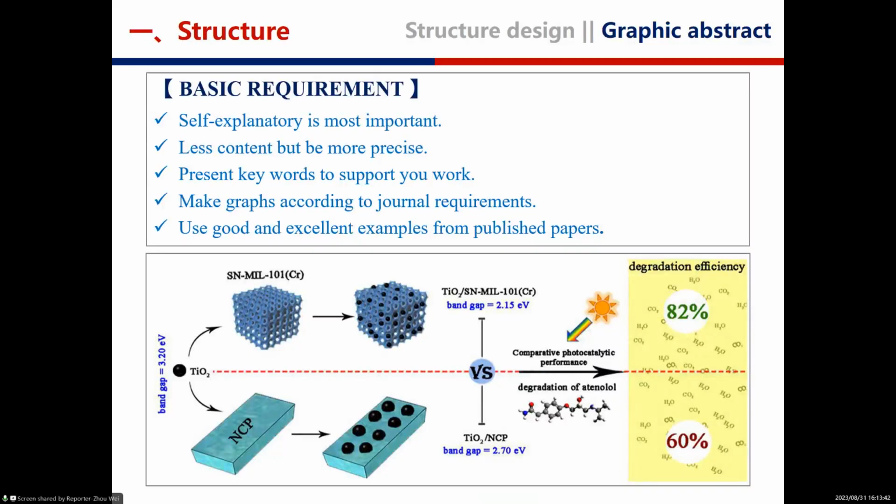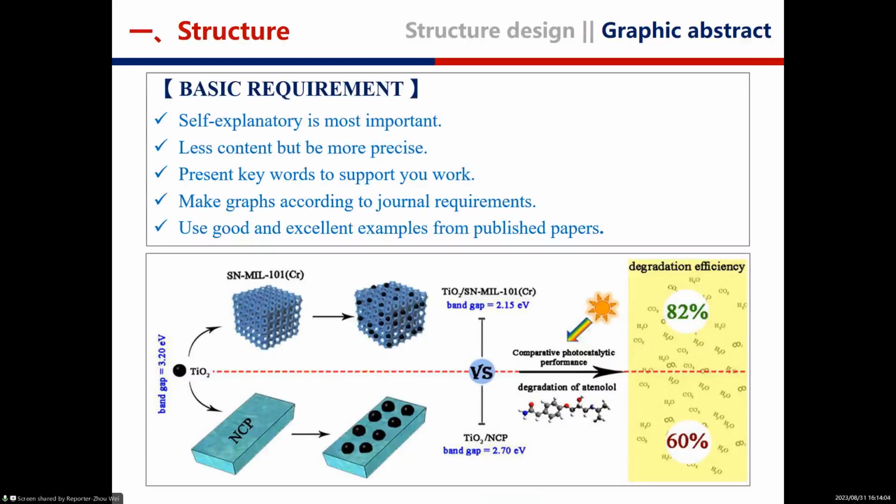Secondly, a graphical abstract should contain less content but be more precise. It should emphasize one particular aspect of your paperwork. It is not the overall summary. You need to show the most important points, the strongest attraction.